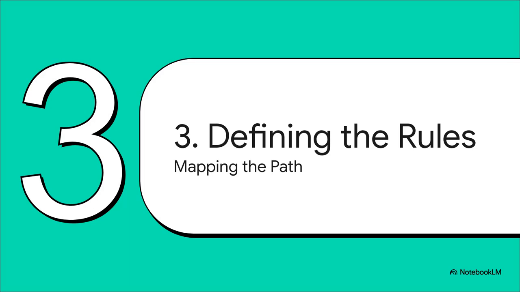Okay, so our data has been translated and we can understand it. Now it's time for stage 3, defining the rules. Think of this part like giving our data a GPS destination. Before it can move into its final home, we have to draw a really clear map from where it is now to where it needs to go.